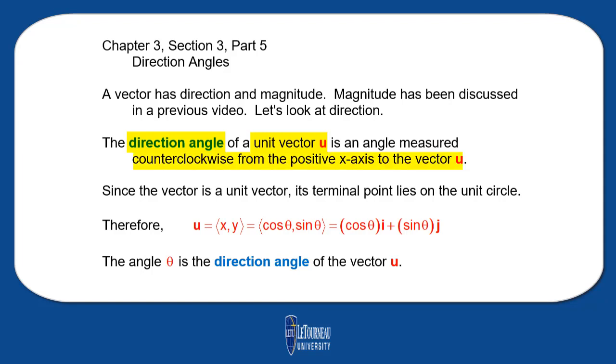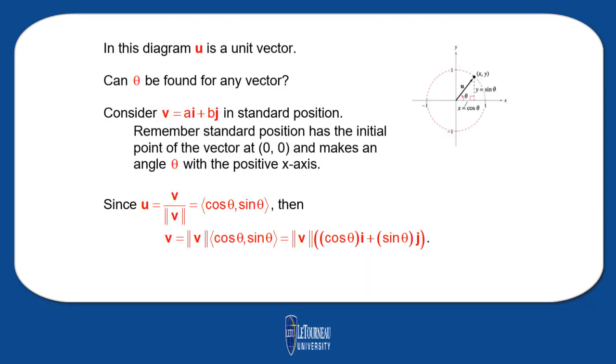u. Since the vector is a unit vector, its terminal point lies on the circle. Therefore, u is equal to (x, y), which is (cosine theta, sine theta), or cosine theta in the i direction plus sine theta in the j direction. Angle theta is called the direction angle. In this diagram, u is a unit vector. Can theta be found for any vector?